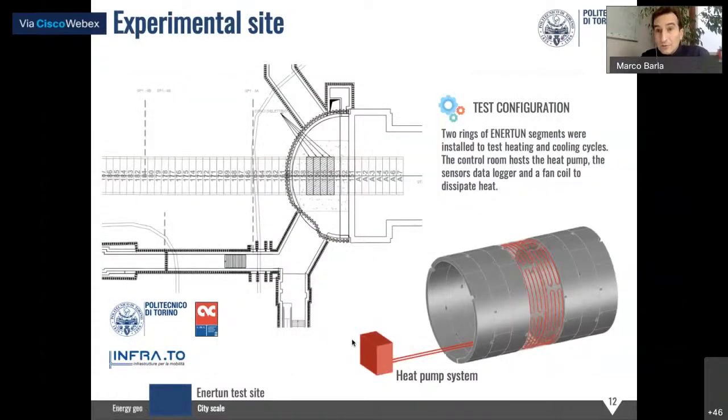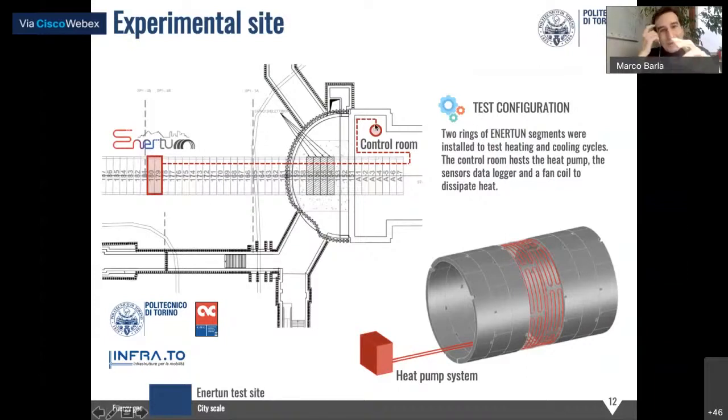This is the kind of installation that we did. Basically, two full rings, we call them rings, of energy segments were installed at the site, more or less in this situation, connected to a heat pump system. And so basically we could do a real testing of the system in relatively full scale. What is written there, a control room, is simply a room where we had a heat pump system and a secondary circuit, and we could test if we were able to heat or cool a room and an external environment, let's say.